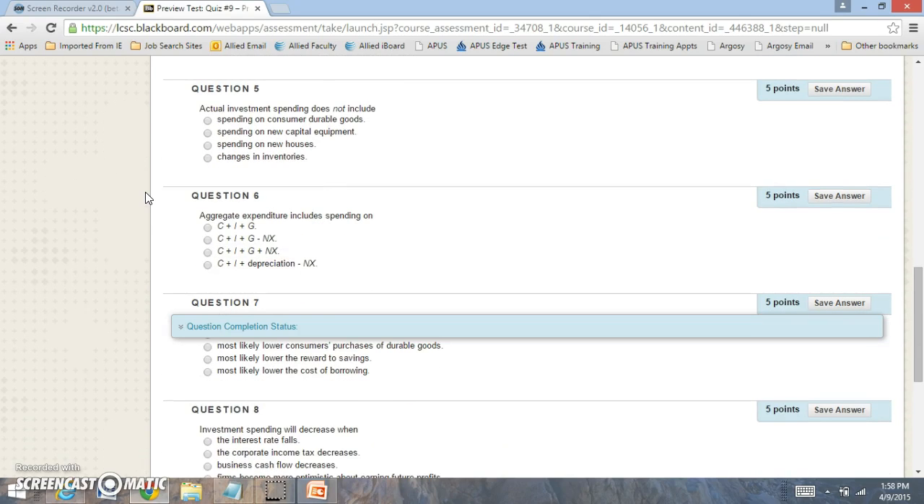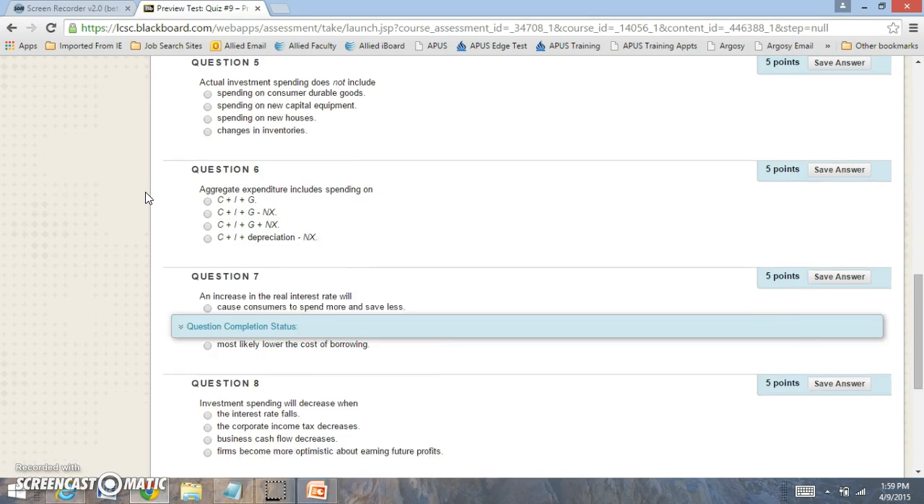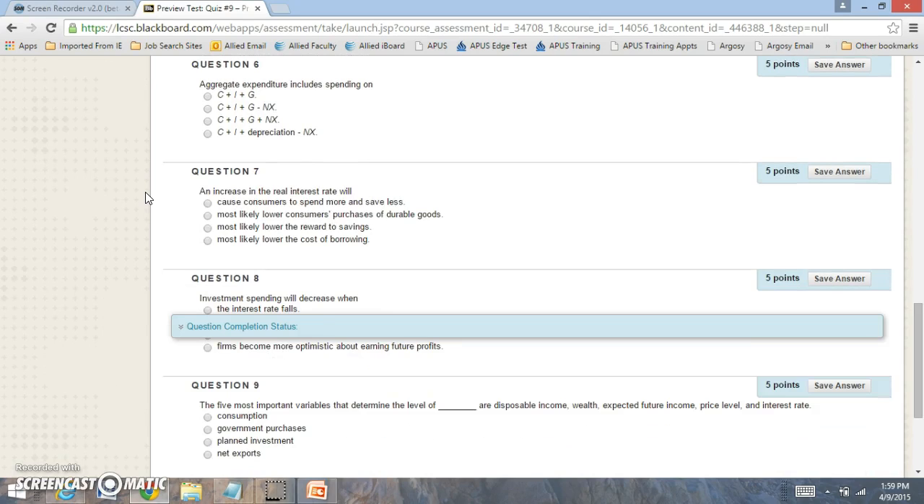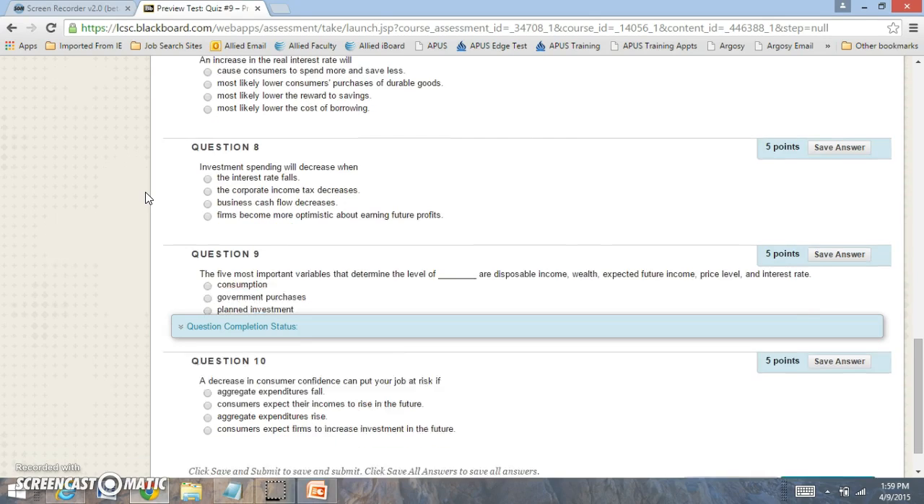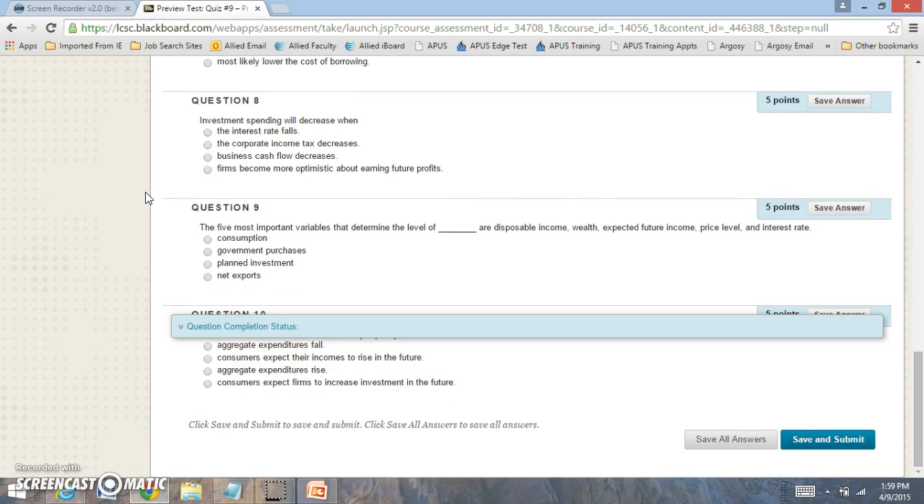Question 5 is looking at actual investment spending, but things that it doesn't include. What does it not include? Aggregate expenditure includes spending on what? So it's the four components again. Changes in interest rates. Increase in interest rates will make consumers not as likely to buy durable goods and services because it costs more money. Investment spending, that's dealing with businesses and what they have to spend.